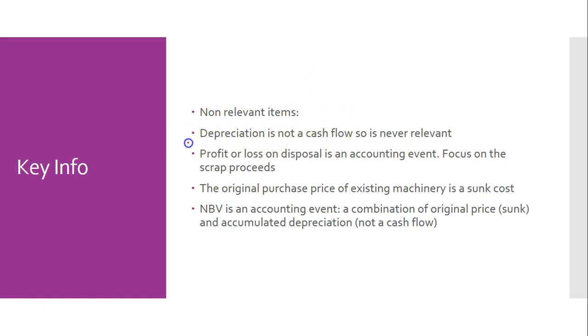So just some key points. Depreciation is a non-relevant item. Profit or loss: remember, all these profit or loss arguments are very much an income statement argument. The original purchase of the machine is a sunk cost. And NBV, net book value, again, these are just accounting values.